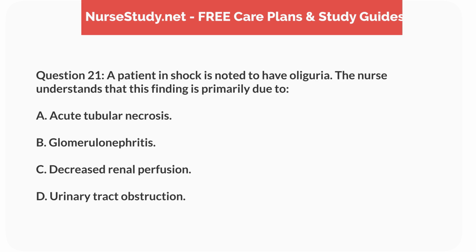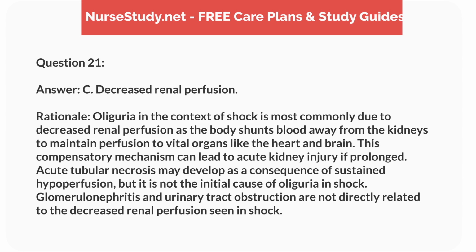Question 21. A patient in shock is noted to have oliguria. The nurse understands that this finding is primarily due to A. Acute tubular necrosis. B. Glomerulonephritis. C. Decreased renal perfusion. D. Urinary tract obstruction. Answer: C.